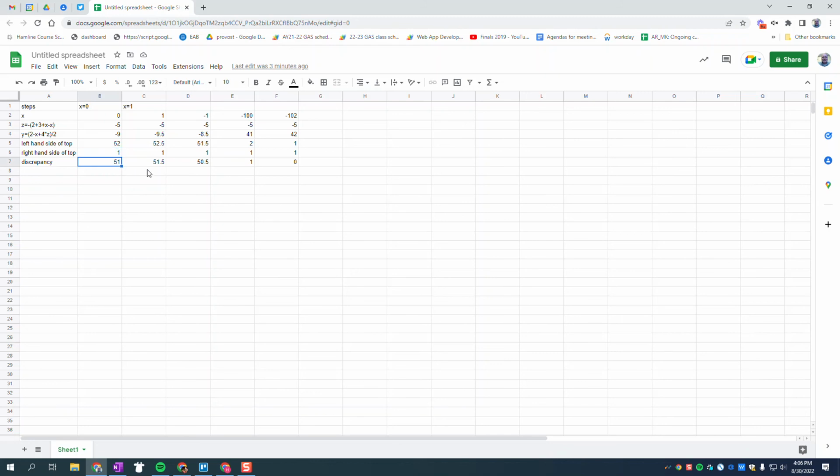So my discrepancy was 51, then it went to 51.5. So I went the wrong way. Let's try -1. Aha. So it turns out I could guess that I need about -100. So I tried -100, and I still had a discrepancy. I tried -102, and look, I get the same answer. So I'm pretty sure this is the solution to those three equations. And I only had to make guesses about one of the variables.